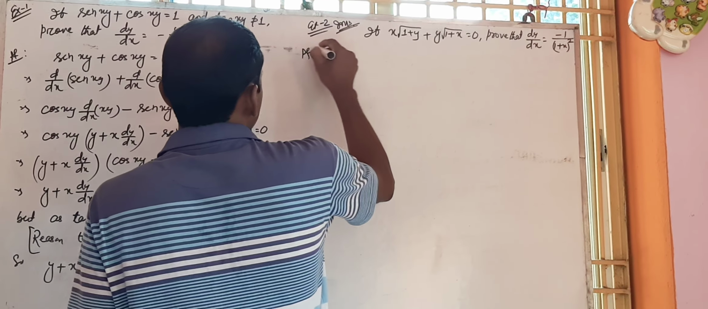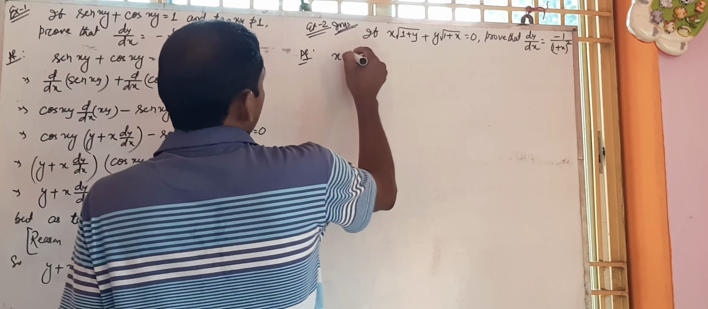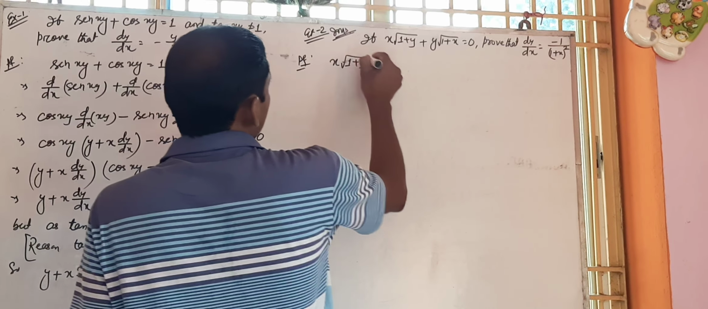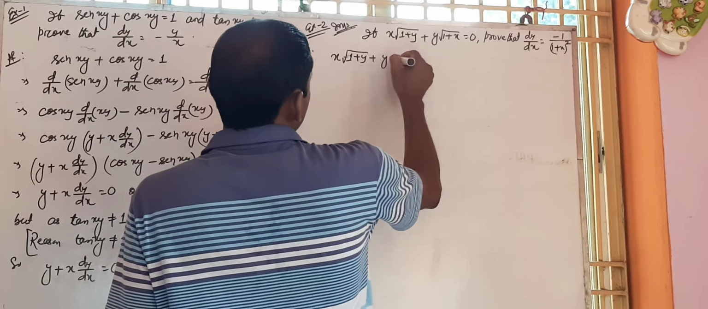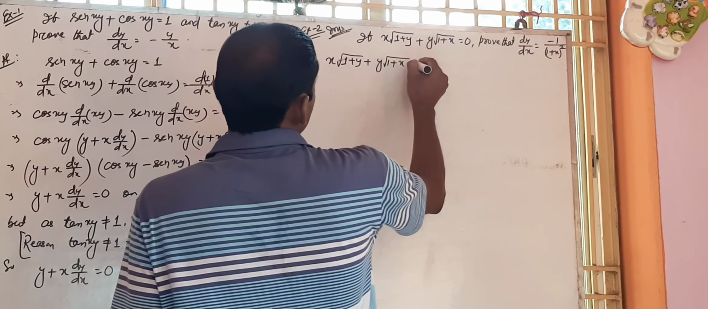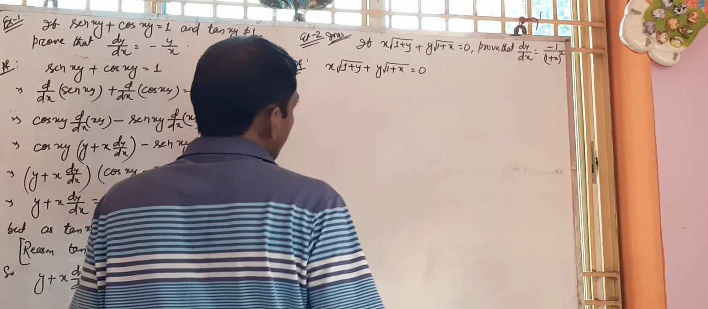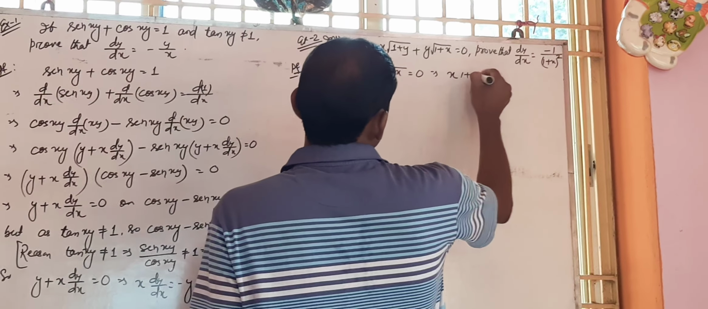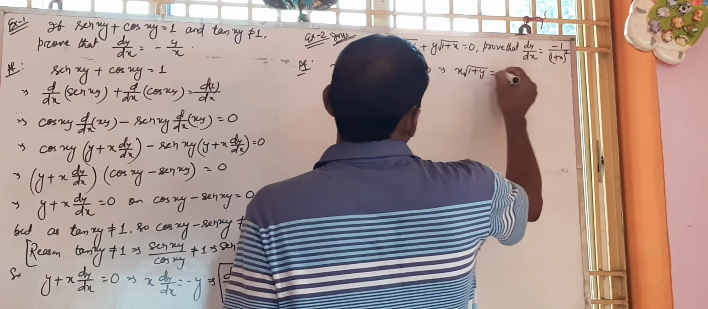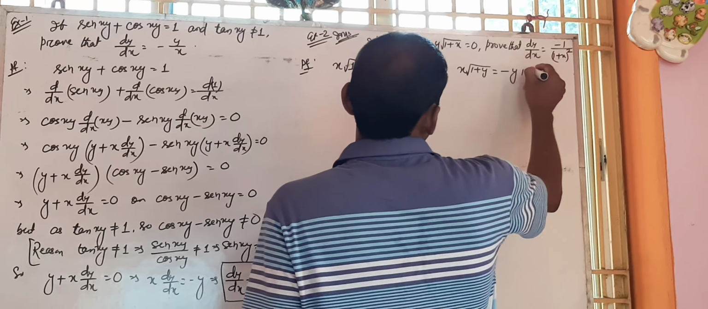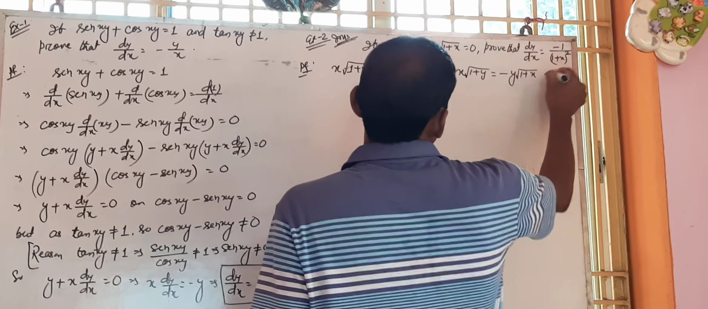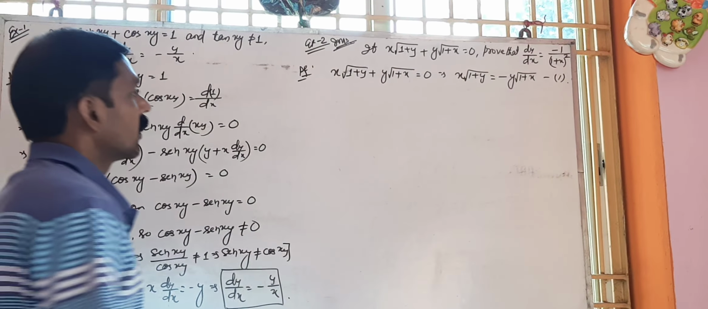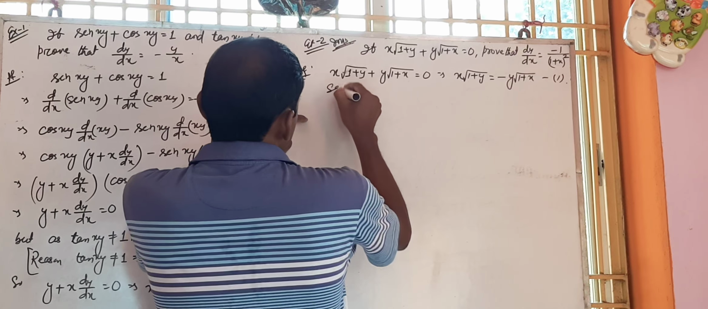Again, proof. It is x into square root of 1 plus y plus y into square root of 1 plus x equal to 0. Now take one term to the right hand side. So x into square root of 1 plus y equal to minus y into square root of 1 plus x. Call it the first equation. Now squaring both sides.